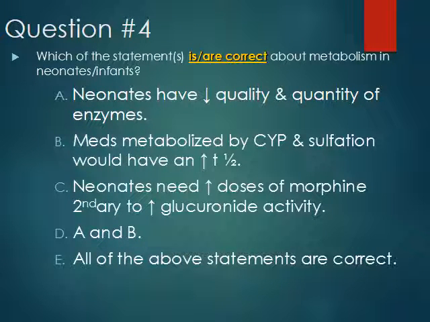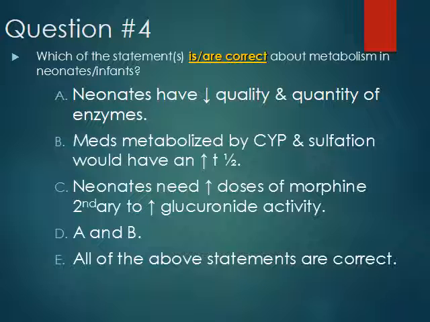So going back to our question here, which of the following would be correct about metabolism in neonates and infants? Neonates are going to have a decreased quality and quantity of enzymes. Yes, that would be correct. Meds metabolized by CYP and sulfation would have an increased half-life. Not necessarily. Certainly for the CYP enzymes, that would be true, but sulfation pathway, we said at birth, is fully developed.